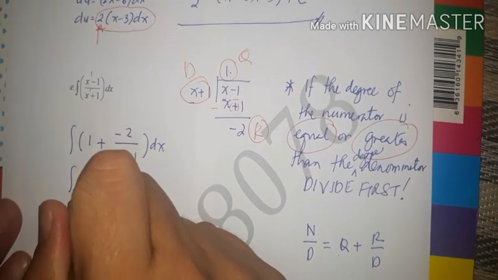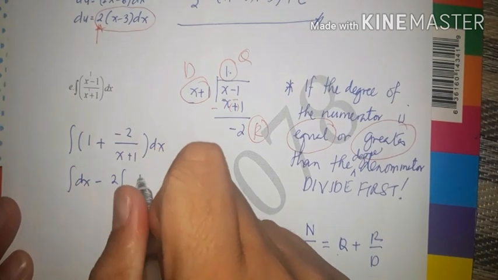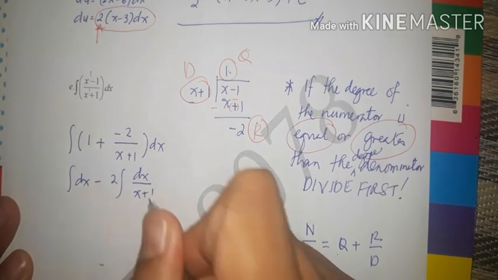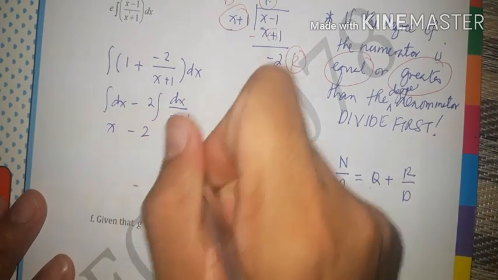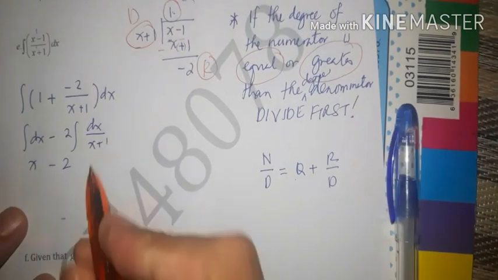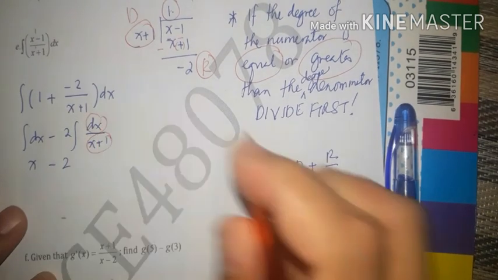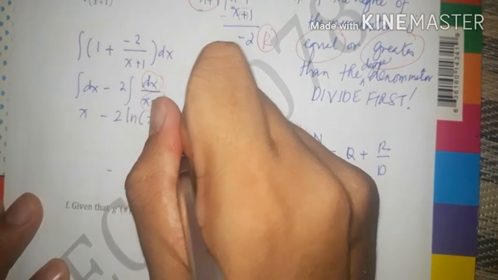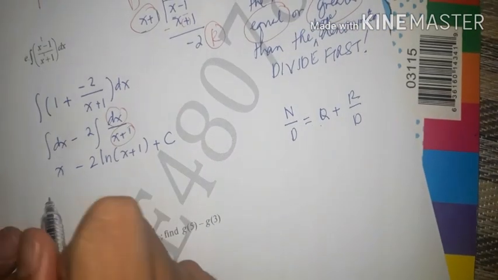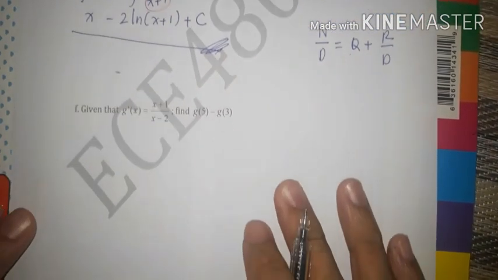which gives the integral of dx minus 2 times the integral of dx over x plus 1. So the integral of dx is x, minus 2 times the integral of dx over x plus 1. If this is u, this is exactly du. So that is negative 2 ln of x plus 1 plus c. So that will be our answer.